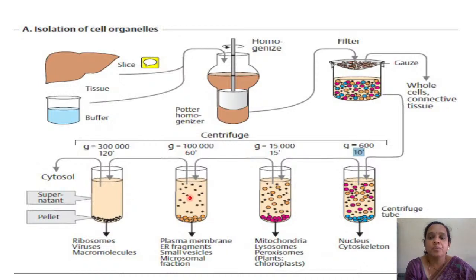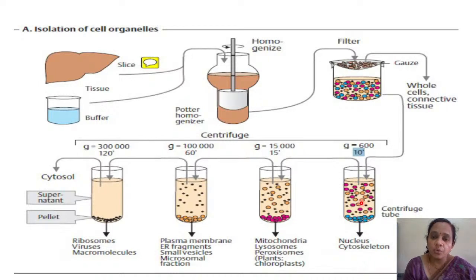Why is centrifugation important? Because the size, shape and weight of each cell organelle is completely different, and centrifugation runs on the principle of weight and mass. The more the density, the more the particles will settle down; lesser density particles will always stay up. Now, when you do the centrifugation, what will happen first? The nucleus and the cytoskeleton will come to the bottom, when the rotation is at 600 for 10 minutes. All the nucleus and cytoskeleton will settle down.